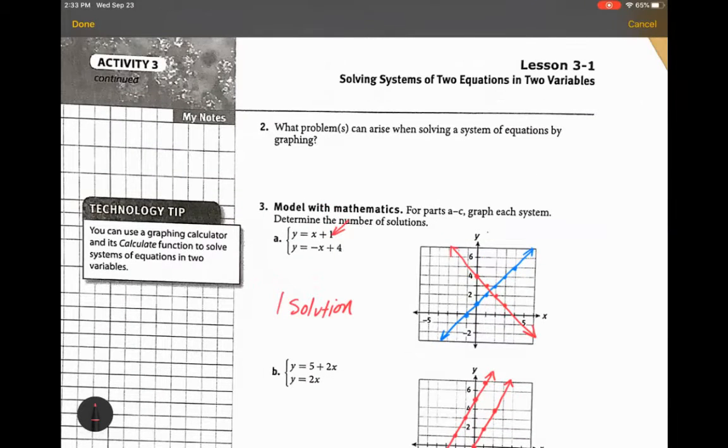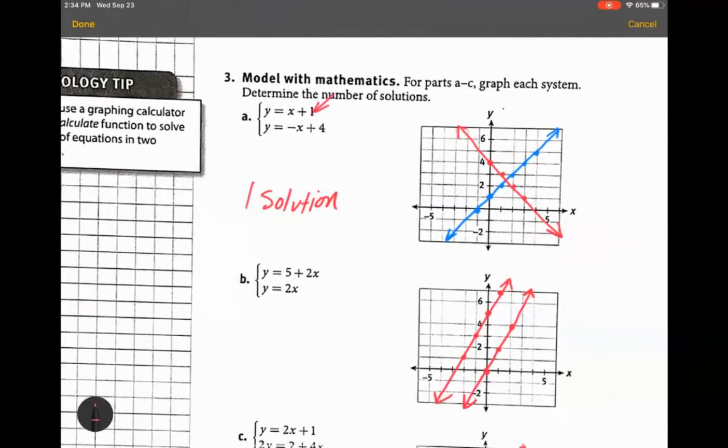So it says, what problems can arise when solving a system of equations by graphing? If the point is not whole numbers, we're going to have a very hard time getting the exact answer of what it's going to be. So if our answer is not whole numbers, graphing poses a big problem with figuring out the solution because we're basically just guessing. And you do not want to guess.